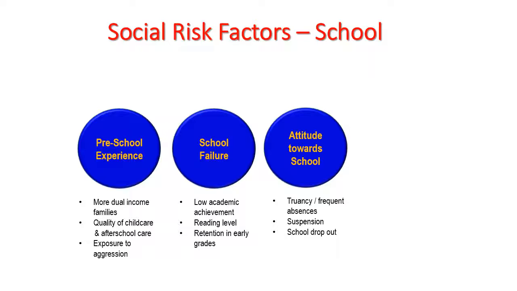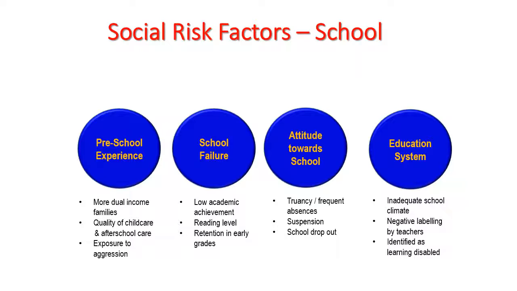Unsurprisingly, children who have a negative attitude towards school are more likely to skip school and be frequently absent from school. This may result in them being suspended from school, and sometimes, in relation to this or perhaps independently, they are also more likely to drop out from school.